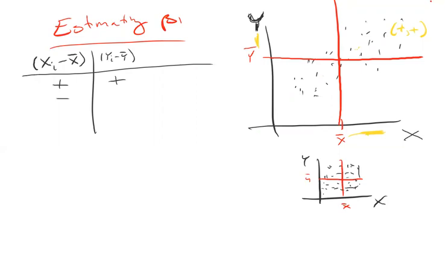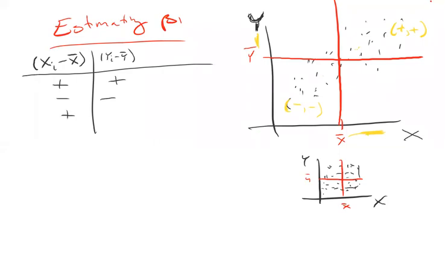What if I put a negative here and a negative here? Where are the values that have a negative difference between the x value and the mean of the x's, and the y value and the mean of the y's? Okay, let me use the same color I did before. That's going to be here. This is the negative, negative quadrant, right? Okay, what else? What's left?